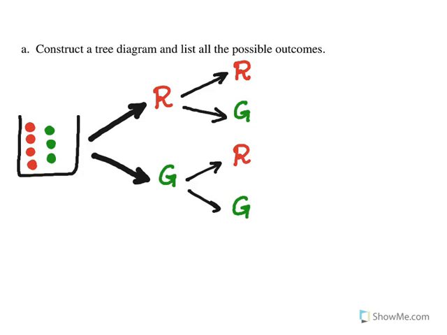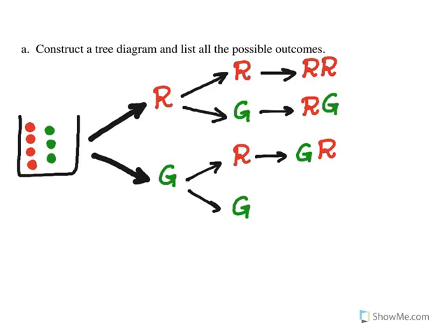Now we want probabilities on each of these arrows, but before we do the arrows, you see that this would be the situation where you have red first and red second. This situation will be the situation where you have red first and green second. And this situation would be the one where you have green first, then red second, and the last situation will be the situation where you will have green first and green second.